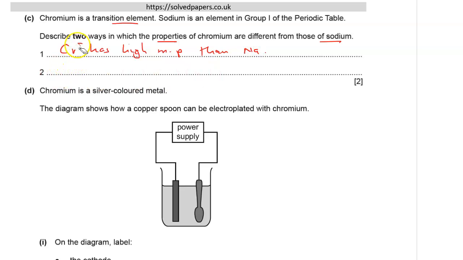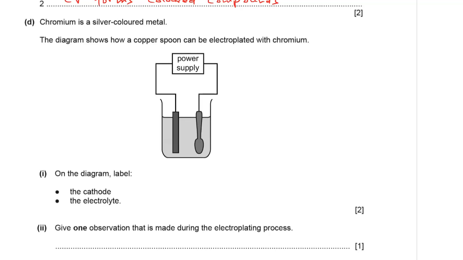Okay, the second is that chromium forms colored compounds. Of course, sodium's compounds are colorless. Sodium compounds are colorless. Right. Chromium is a silver-coated metal.